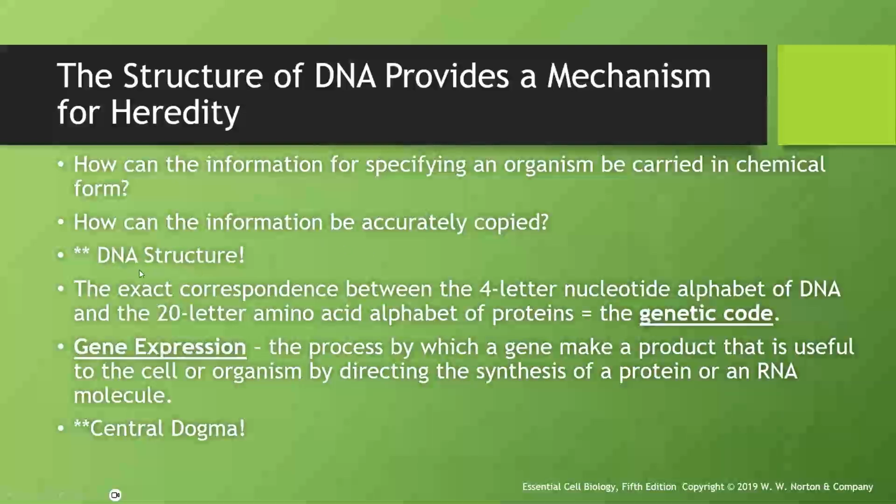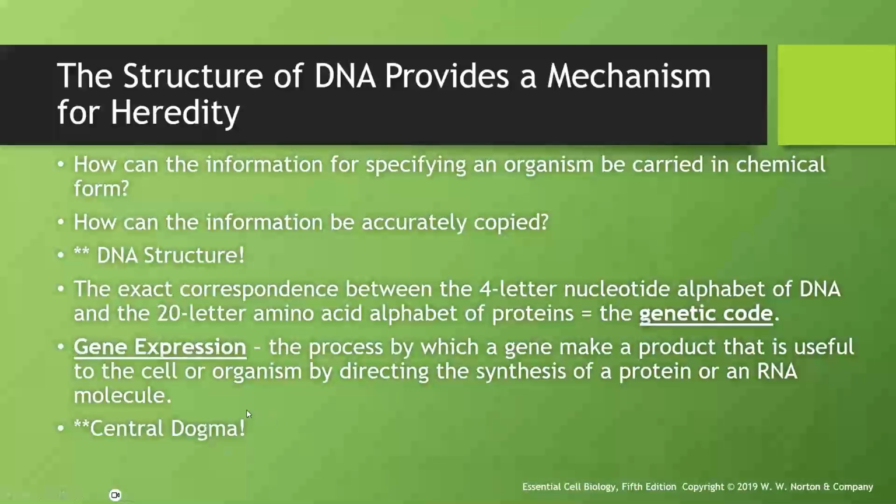Big picture takeaway, the structure determines function. So as we study the DNA structure, we understand more fully how it can function, hold information, and specify an organism's heredity, basically. So the exact correspondence between these 4-letter nucleotides of DNA and the 20-letter amino acid alphabet gives us proteins and the genetic code. This gives us gene expression, or the process by which a gene can make a product that is useful to a cell by directly synthesizing either a protein or an RNA molecule.